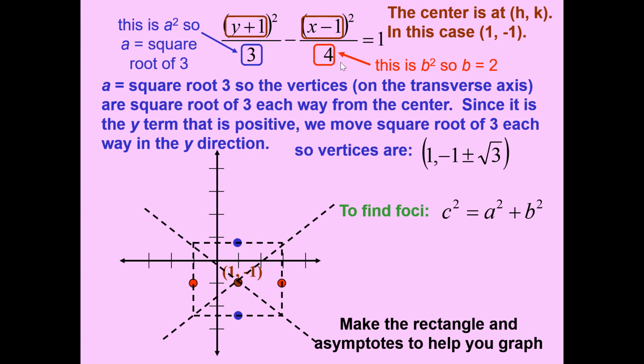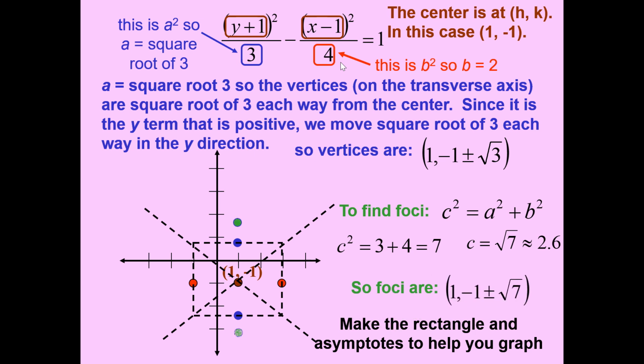For the foci, c squared is equal to a squared plus b squared. So 3 plus 4 is 7. c is equal to the square root of 7, or 2.6, and that gives us the foci. Starting from the center, count up. We have our asymptotes, we have our vertices. We can basically sketch a graph now. And there's our sketch of the hyperbola.